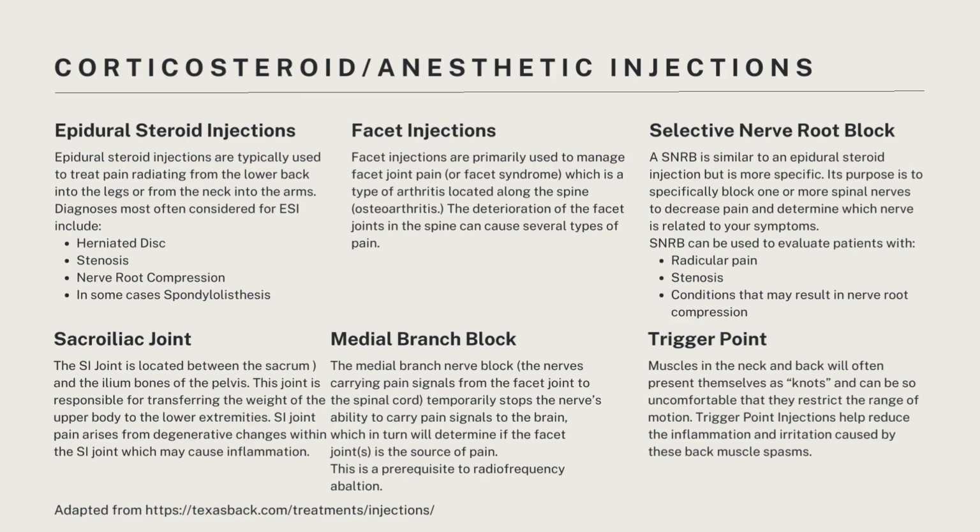Selective nerve root blocks use only an anesthetic as a diagnostic to determine if the area being considered for treatment is the correct area. Sacroiliac joint injections are similar to facet and ESI injections in that it is a steroid and anesthetic placed into the joint space to help alleviate pain and inflammation. Medial branch blocks are a diagnostic tool used to determine if a radiofrequency ablation would be effective in relieving mechanical back pain. Trigger point injections are used to help muscle spasms resolve.